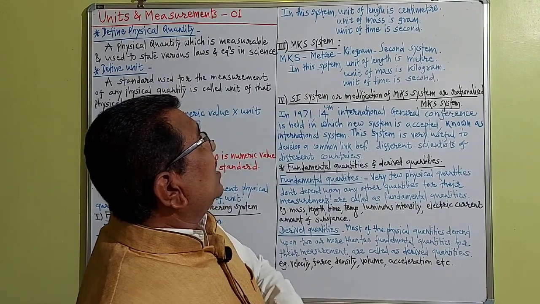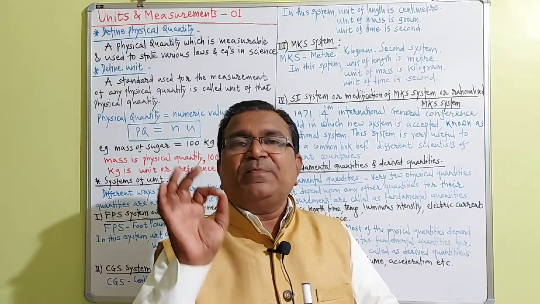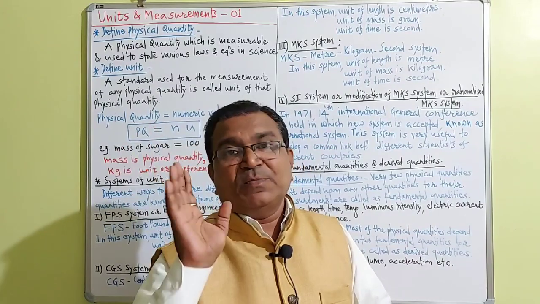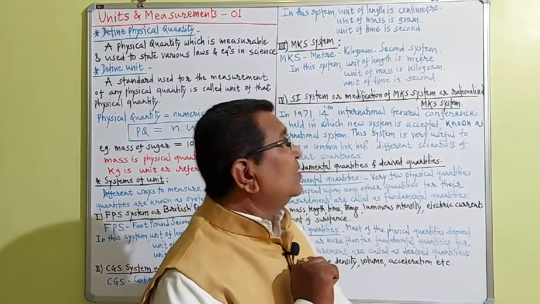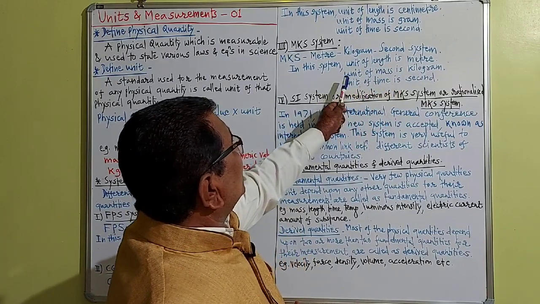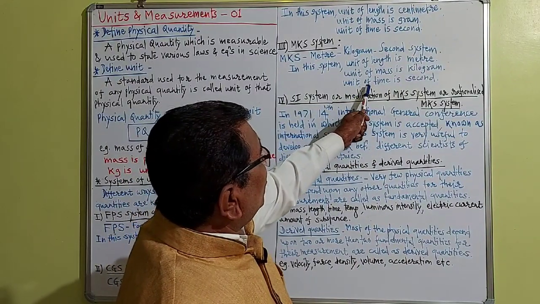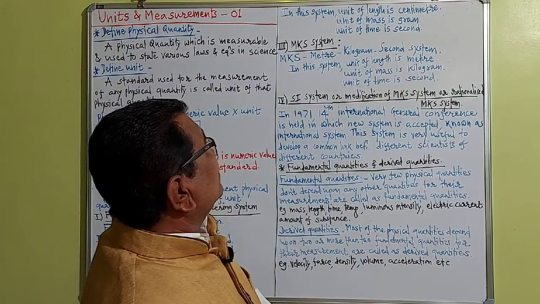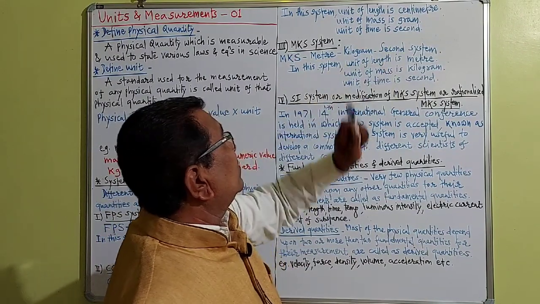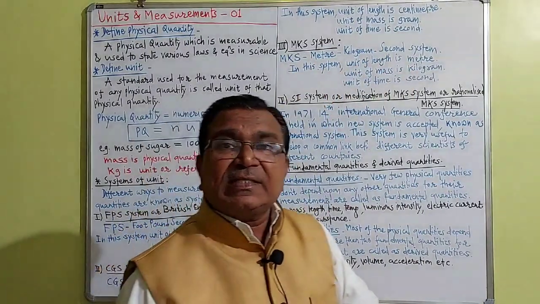After learning the CGS system, the next system is the MKS system: meter, kilogram, second. In this system, the unit of length is meter, the unit of mass is kilogram, and the unit of time is second. So this is the meter-kilogram-second system, that is the MKS system.